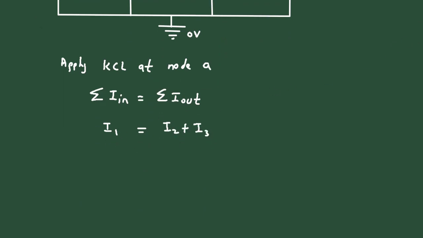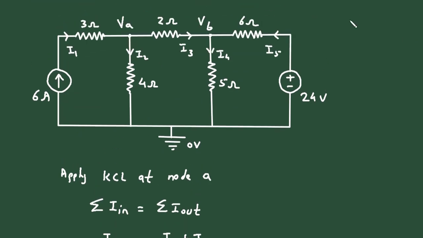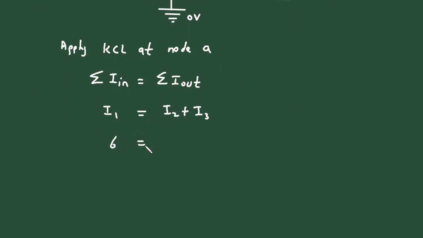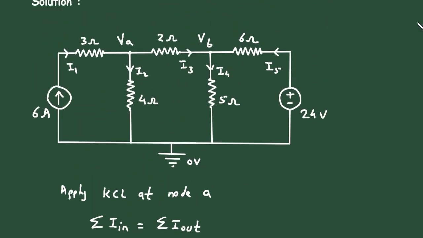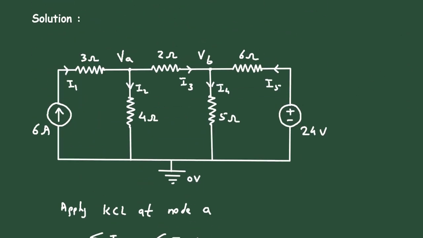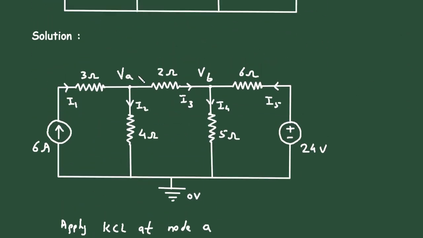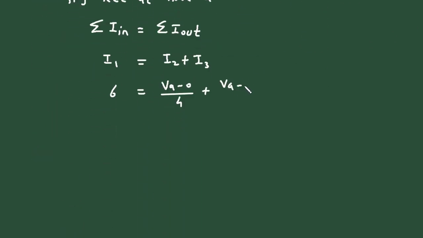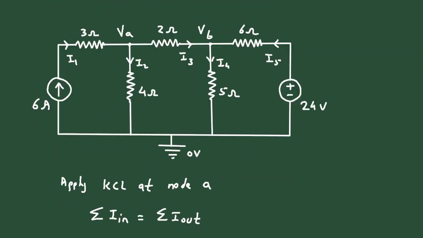Now this I1 is equal to 6 ampere. So here we can write 6 is equal to I2. Now this I2 will be VA minus 0 divided by 4, then plus I3. Now this I3 will be VA minus VB divided by resistance value, that is 2.